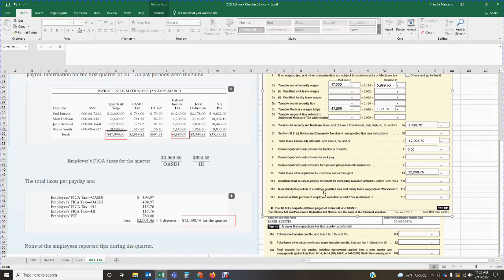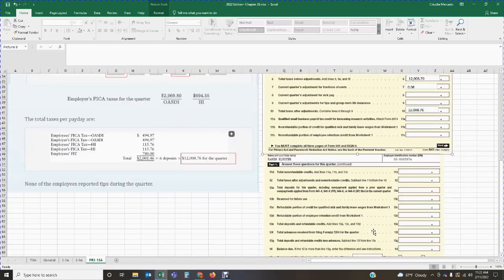The next line item, qualified small business payroll tax credit. We didn't get any of that information, so we're going to skip. Non-refundable portion of credit for qualified sick and family. None of that information was provided. We're going to skip. Line 11C, non-refundable portion of employee retention credit. None of that information was provided in the problem, so we're going to skip.